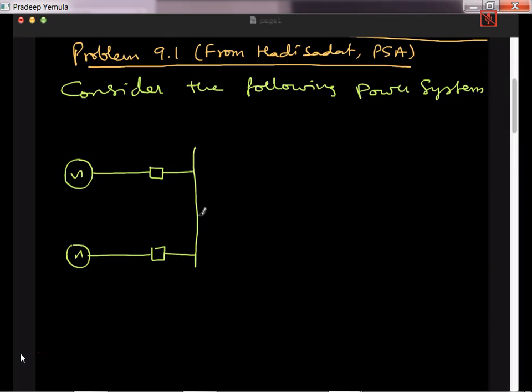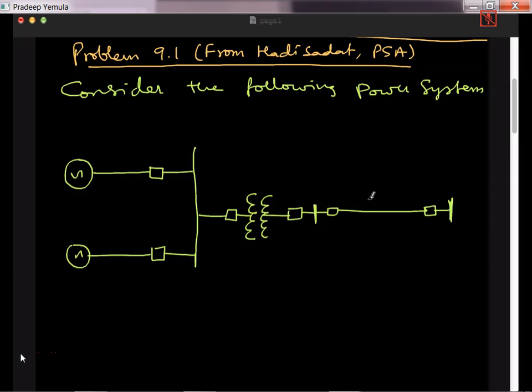Then connected to the same bus bar is a transformer. So this transformer, of course, we'll have another bus bar here. It has a transmission line. So the transmission line also has circuit breakers at either end. And then finally there is a bus bar here.